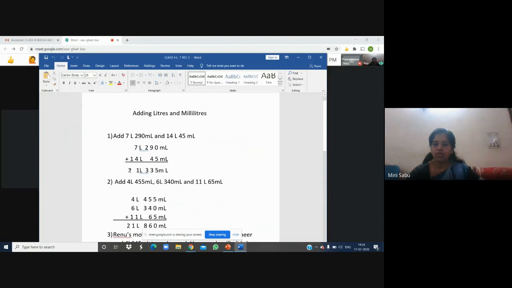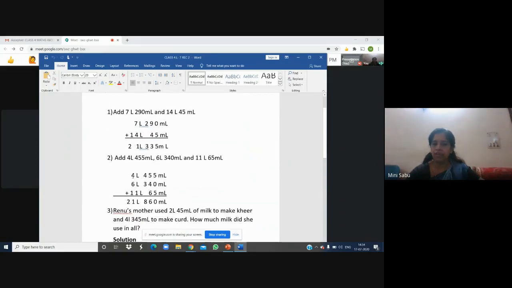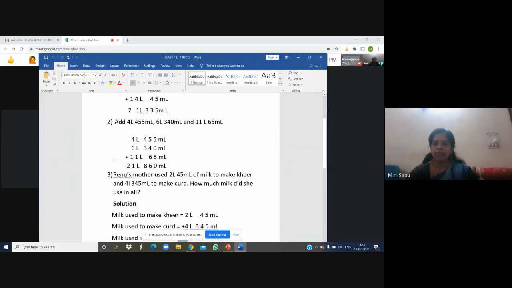So how do you read it? It is 21 liter 335 milliliter. Okay. So addition is, there is no difference. When you write down the numbers one below the other, you should be very careful about the unit. That's all.